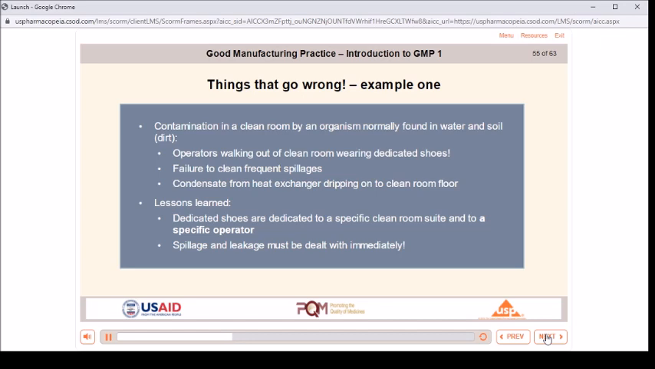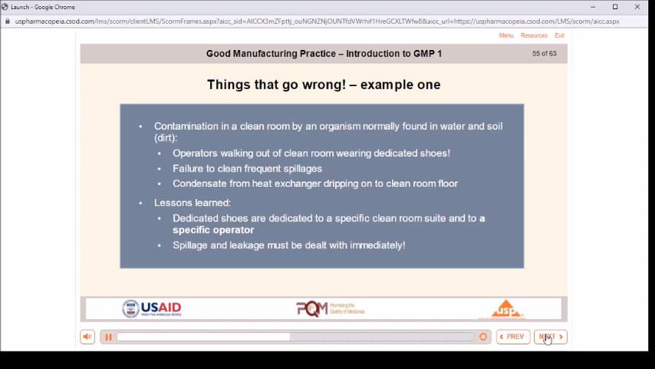Example 1. Frequent problems of contamination in a clean room by an organism normally found in water and soil, dirt or earth. On investigation, there were 3 contributing factors to the root cause. A.